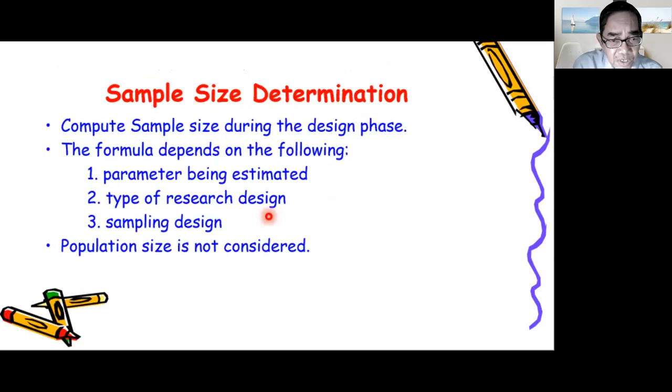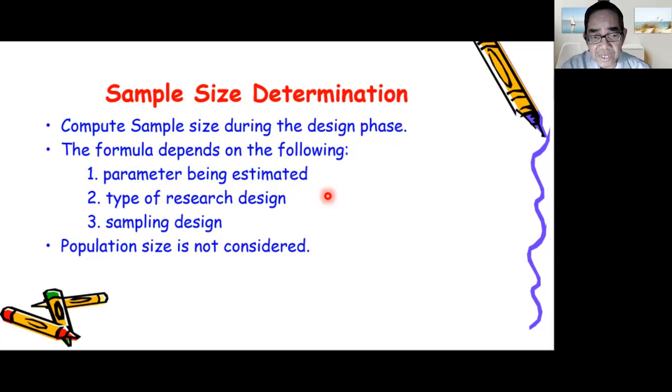The sample size has to be calculated during the design phase. I mean, during the protocol making, sample size has to be calculated. The formula for the sample size will depend on the following parameters: the parameter that you want to estimate, which is normally taken from the objective of the study, the type of research design used, and then the sampling design or the sampling methodology.